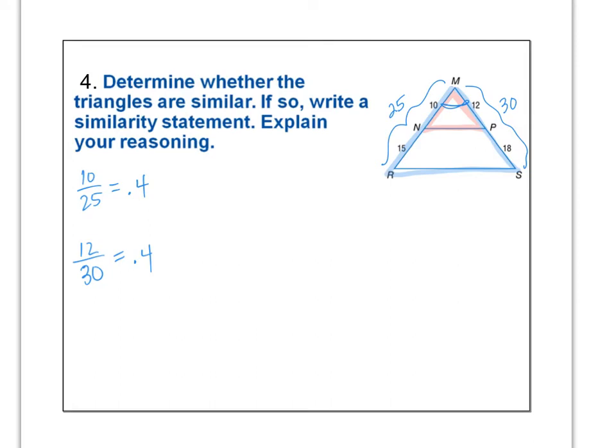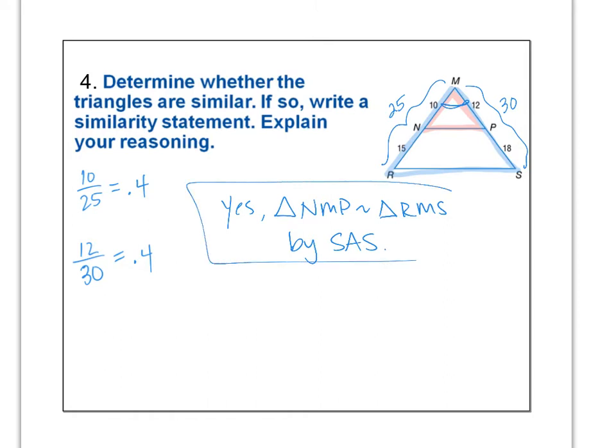So I don't know the bottoms of those triangles, so I think I have enough information. I think I have a side, an angle, and a side in each of the triangles. So I'm going to say yes, the small triangle, triangle NMP, is similar to triangle RMS. And this time it's by side, angle, side. The sides were proportional and the angle was congruent.